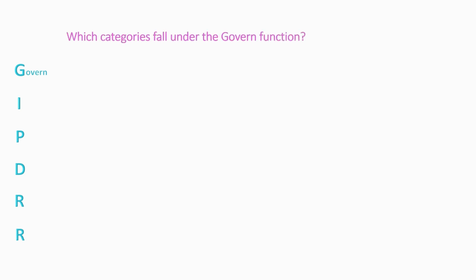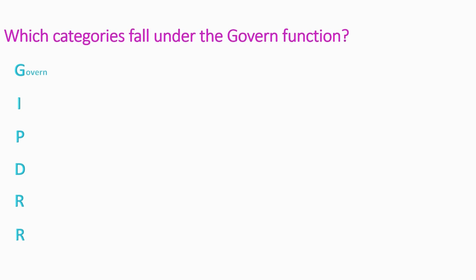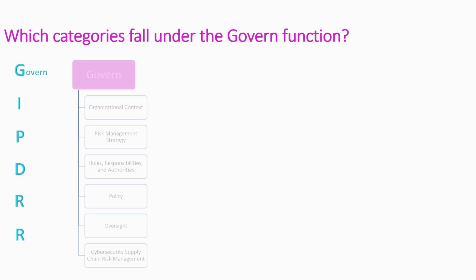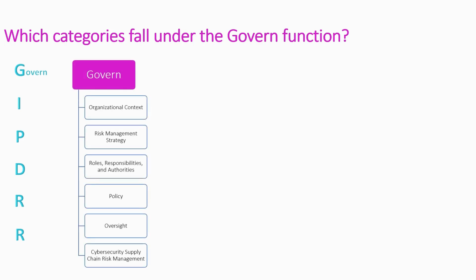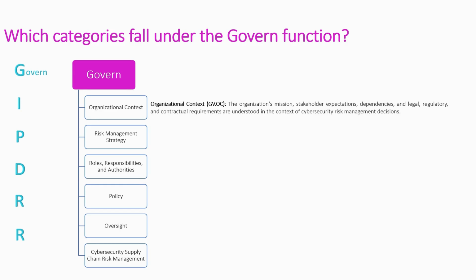First, let us understand which categories fall under the Govern function. Here we have a total of 6 categories. The first category is organizational context. It requires that the organization's mission, stakeholders' expectations, and legal requirements are used for cybersecurity risk management. We will discuss in detail how to implement the same in our next slide.